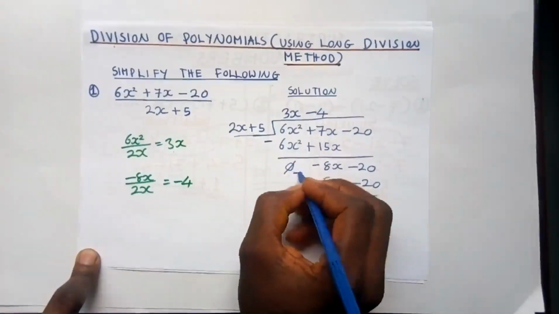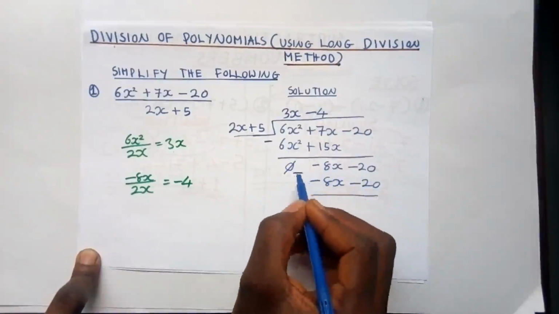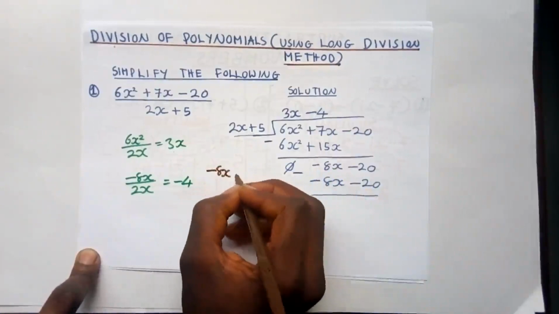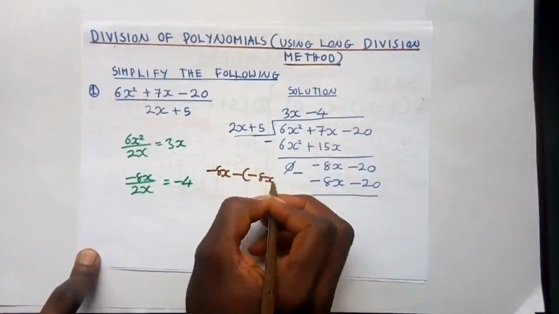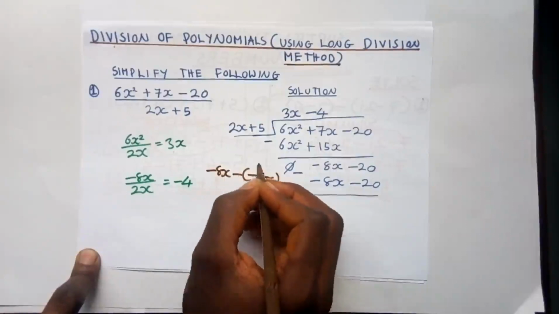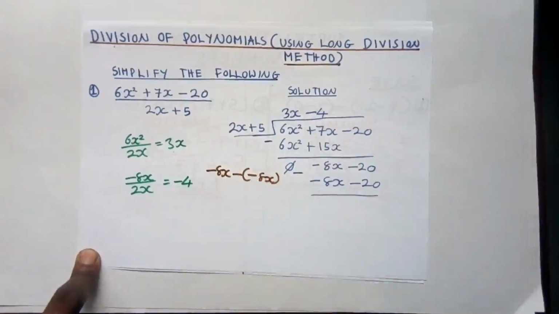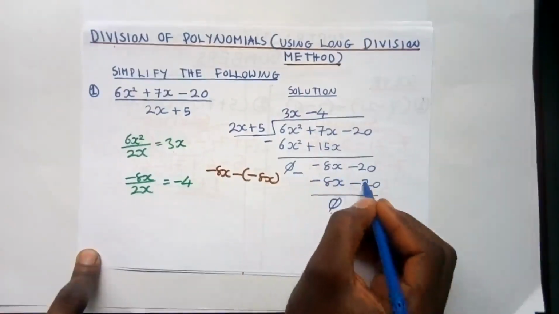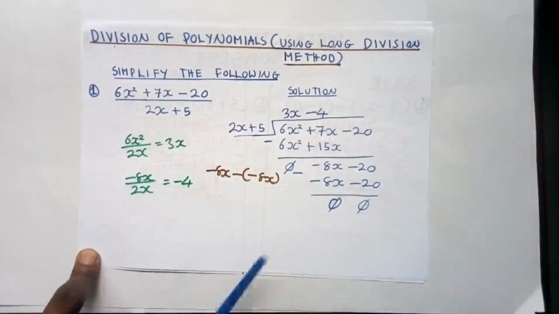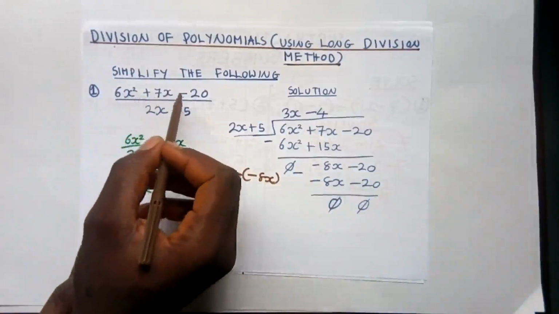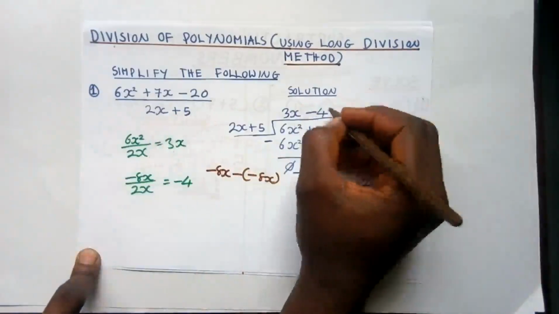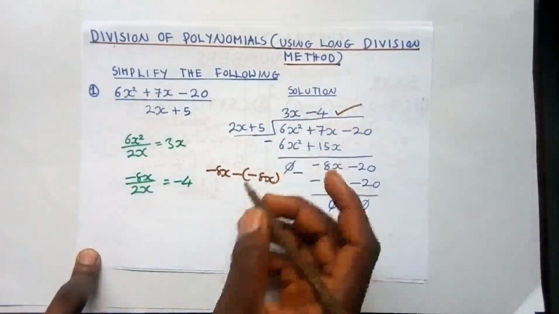So minus 8x minus 8x: minus is plus, so minus 8x minus 8x is equal to 0. So this is equal to 0. And minus 20 minus 20 is equal to 0. So when you divide 6x squared plus 7x minus 20 by 2x plus 5, you will have 3x minus 4 as your answer.